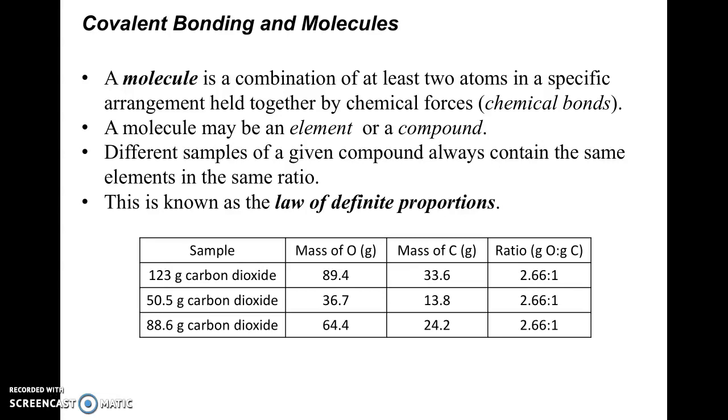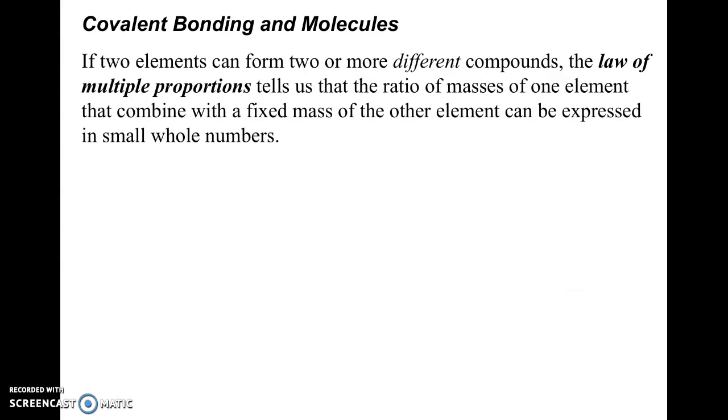An example here is carbon dioxide. Three different samples of carbon dioxide, presumably taken from different places, and the ratio in grams of oxygen to carbon is always 2.66 to 1. Well, it just so happens that sometimes those elements can make more than one compound, but the ratios of, for instance, the carbon to the oxygen is still going to be fixed. It's always going to be the same.